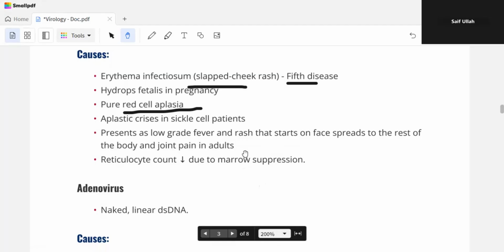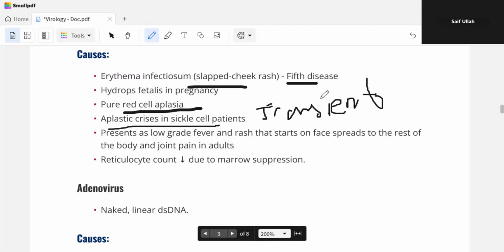And there is going to be a reticulocyte count less than normal. Obviously, it is causing the red cells to be produced in lesser amounts than usual. So there's going to be a reduced reticulocyte count. Lastly, another thing that you need to know is that this aplastic crisis that parvovirus B19 is causing is transient, which means basically that when the infection is resolved, this is going to be resolved as well.